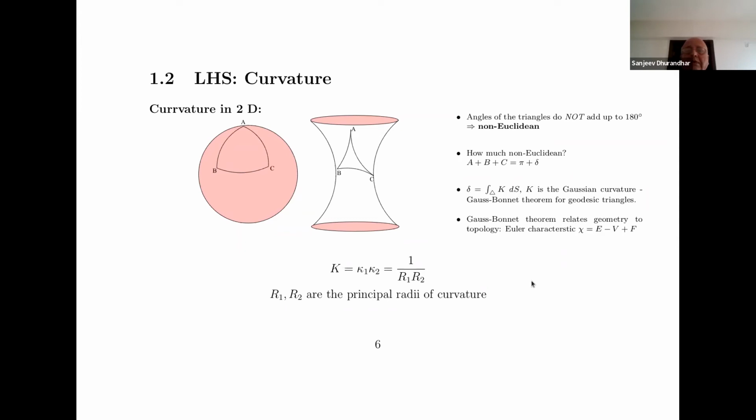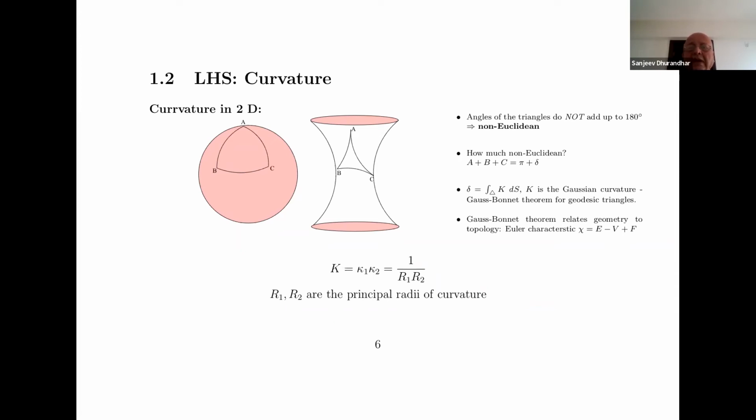But the thing is, this theorem is so robust, I can hammer the sphere with a hammer and dent it, and make it any shape, but not break it in any way. Even if I dent it, this will hold.